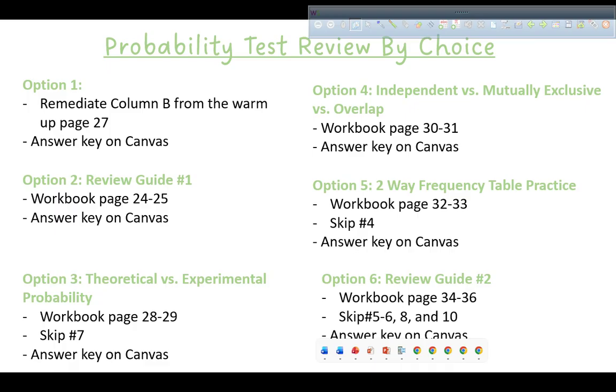And then there's a second review guide. It's not as good as the first one. So if you're going to do the traditional review guide, go option 2. But if you need even more practice, there's a second review guide. It's not as good because you'll see there's a lot of problems you're going to have to skip. Problems that we're not doing. So you can look at that. Just make sure you're looking at the problems to skip. All right, in a few moments, I'll have all those keys on Canvas.